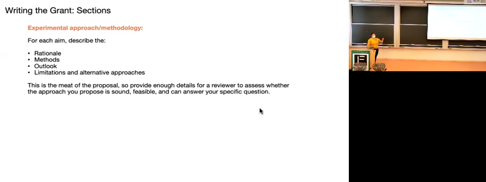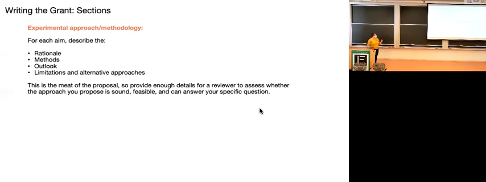If I have a 2-page grant, this might all be jumbled together in one paragraph. It depends on how long your grant proposal is. Then the outlook: what will happen if you achieve this aim? And again, the limitations and the alternative approaches. So this is the big meat of it. This is where you really get into it.